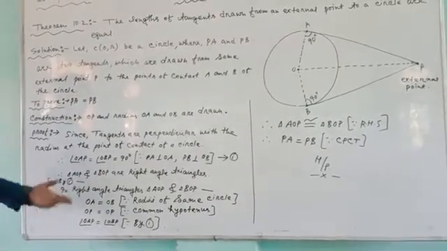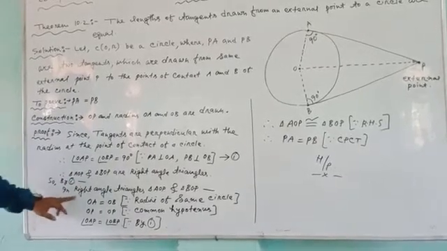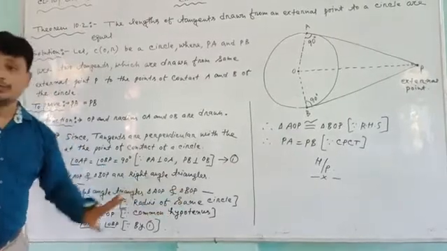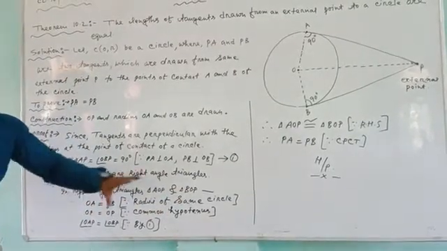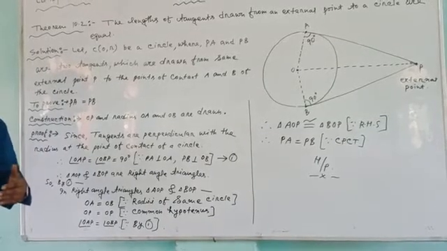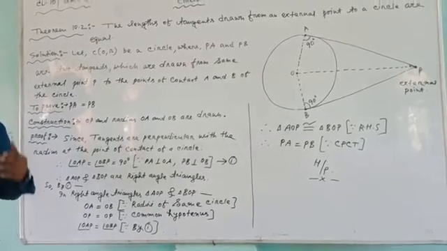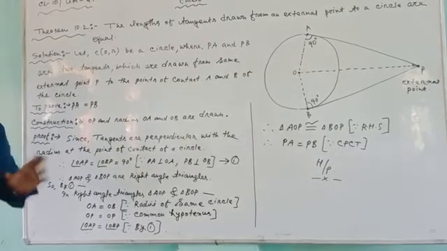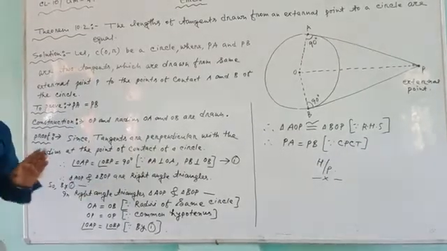We can consider both the right angle triangles. In right angle triangles AOP and BOP, we are considering both the right angle triangles. That means the next statement is what? We need to write three minimum statements to prove congruency between these two triangles.